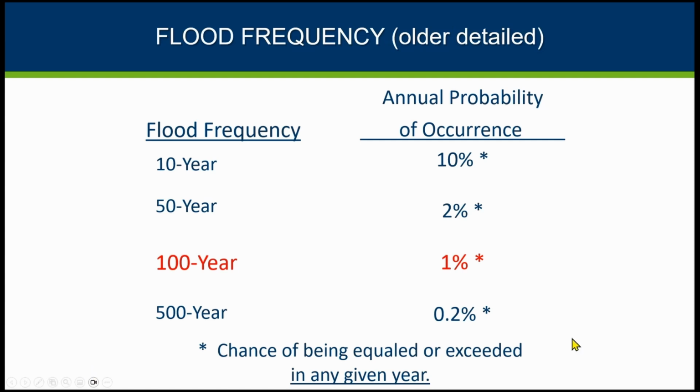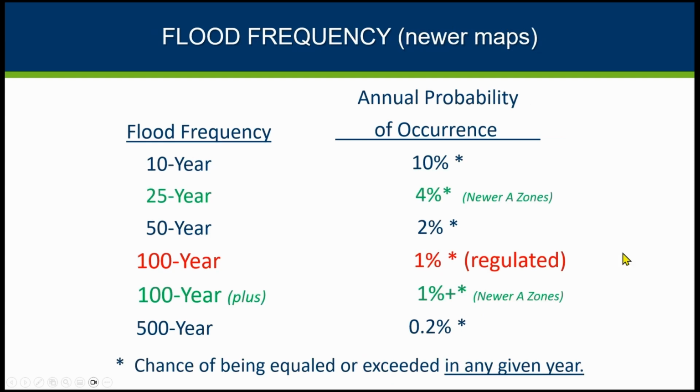For the detailed study areas, the older studies, in addition to that 1% annual chance, the BFE, the 100-year, they modeled the 10-year, the 50-year, and the 500-year. And in more recent studies, they started adding in the 25-year or the 4% annual chance and something called the 100-year plus. And many of our A-zone models, they started doing those other frequencies also.